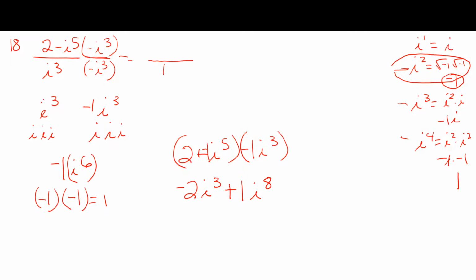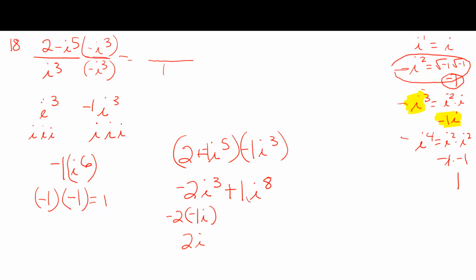Let's figure this out. What is -2 i to the third? Well, let's look at our i to the third over here. Here's i to the third, and we said i to the third is equal to -1 times i. So let's go ahead and put in -2 times -1i. -2 times -1 is +2i, and that's all we can do there.